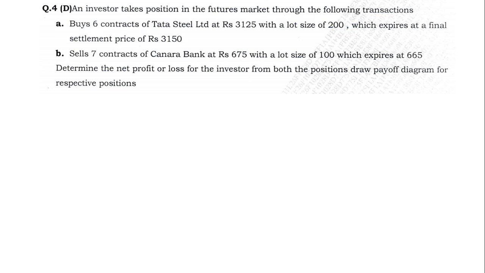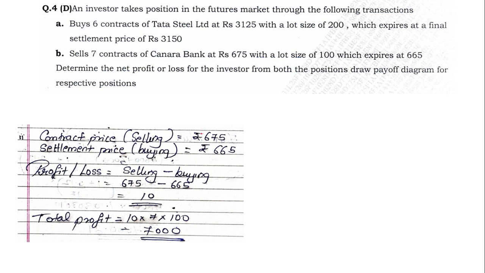Okay, last. Now you're selling 7 contracts of Canara Bank at rupees 675 with a lot size of 100, which expires at 665. So now you're selling. So my contract price is based on selling price. So in future on settlement I'll have to buy at 665. Profit is selling minus buying. 675 minus 665 is again a profit of 10 rupees.